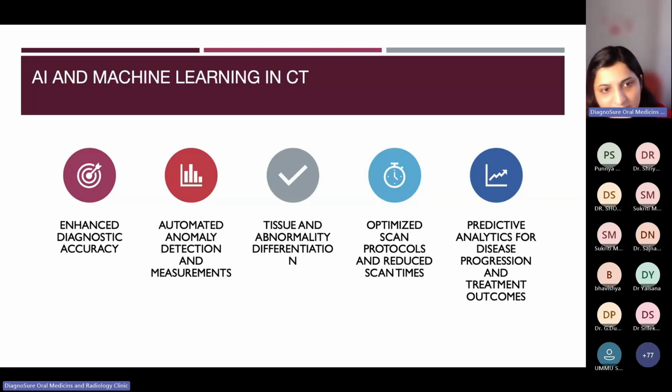AI tools also help in optimizing scan protocols, reducing scanning times. Additionally, machine learning models can aid in predictive analysis, assessing disease progression and treatment outcomes. So now AI and machine learning are an advancing field, they are taking over in radiology. With higher technologies, it will be easier for the computer to make reports.